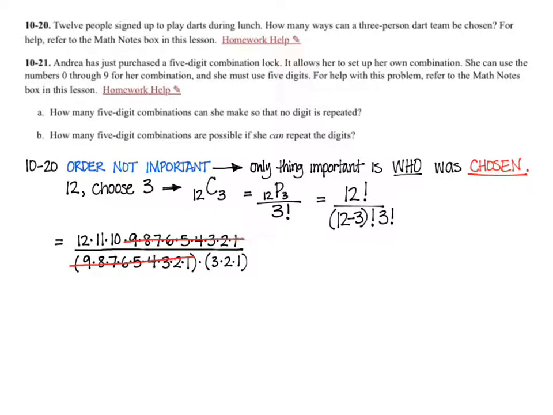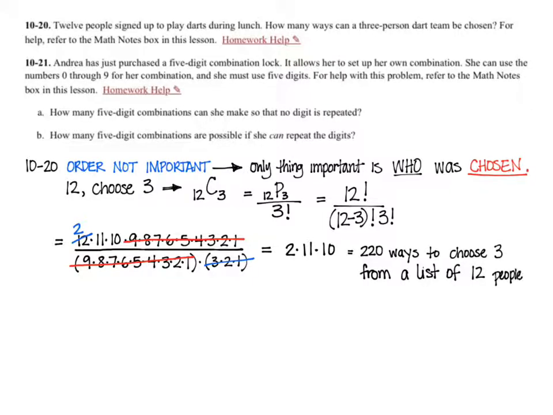And we've got that 9, 8, 7, 6, 5, 4, 3, 2, 1, both numerator and denominator. And now we have 3 times 2 times 1. Well, 3 times 2 is 6, and so we can cancel that with the 12, and we're left with a 2. And that leaves us with 2 times 11 times 10, which means there are 220 ways to choose 3 people from a list of 12. That's how many different ways you can choose 3 people without any order.